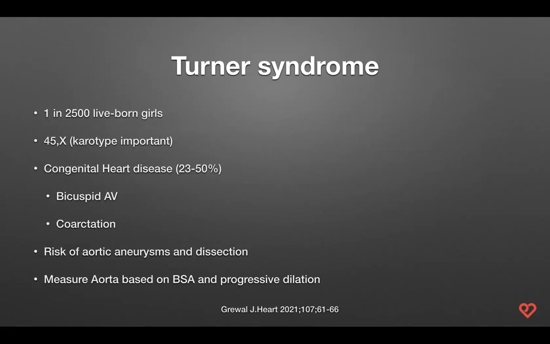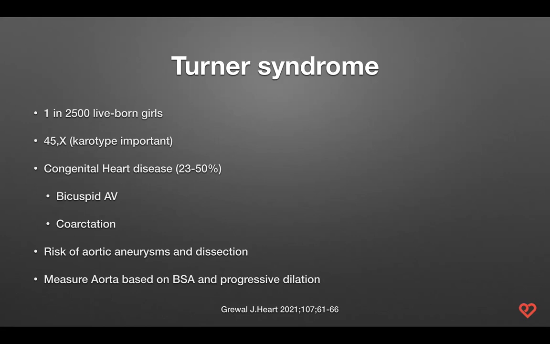When we're thinking of the aorta, I wanted to bring up Turner's briefly. It's 1 in 2,500 live-born girls. You will see this, or you will see some form of Turner's. The classic Turner's is 45,XO. Remember to understand the karyotype if a patient comes in with suspected Marfan's. I have had patients who turn out to be diagnosed with Turner's as they're trying to get pregnant and have infertility issues. Congenital heart disease occurs in 23 to 50% of Turner's, and mostly it's bicuspid valve and coarctation.